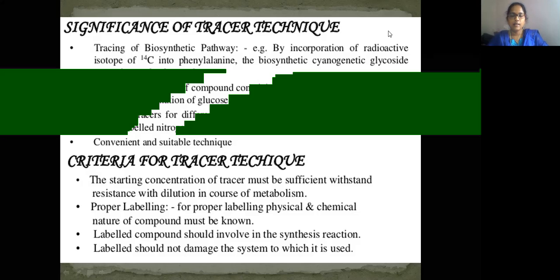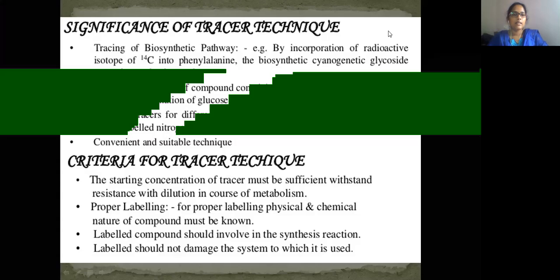For example, by incorporating the radioactive isotope C14 into phenylalanine, the biosynthesis of the cyanogenic glycoside prunasin can be detected. This is an example. Like this we can find out various biosynthetic pathways of other compounds, not only cyanogenic glycosides. We can also find out the biosynthetic pathways of various secondary metabolites.